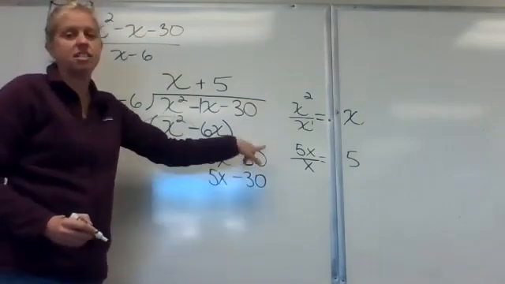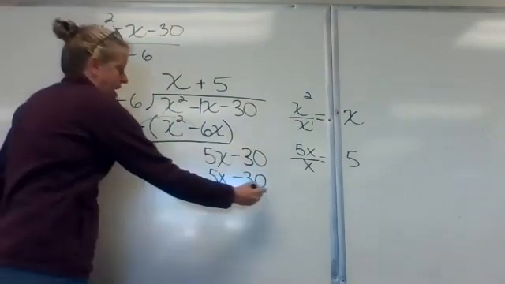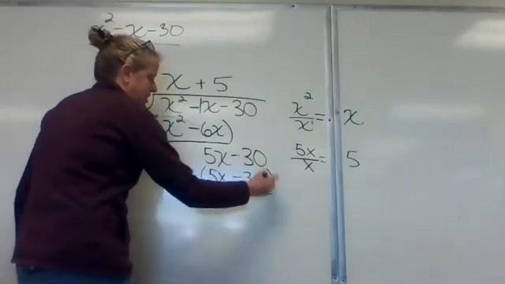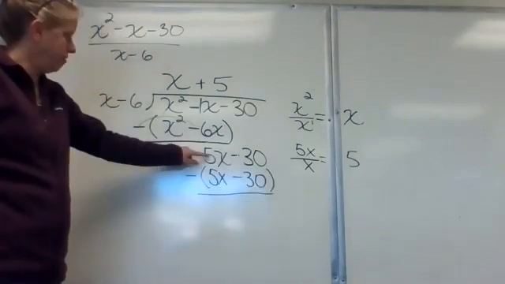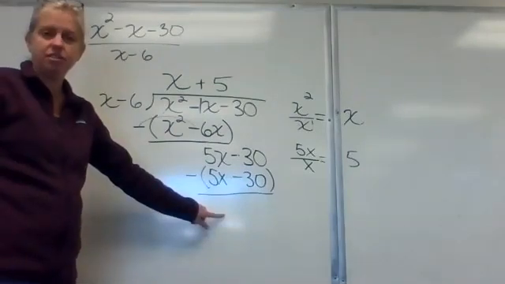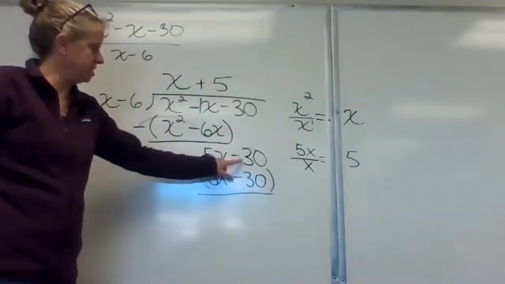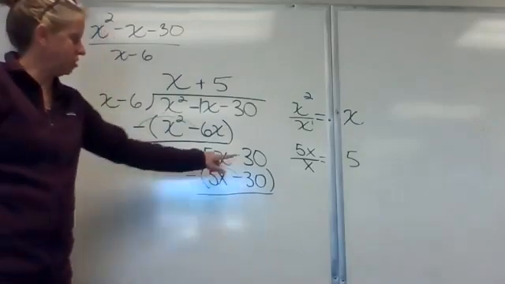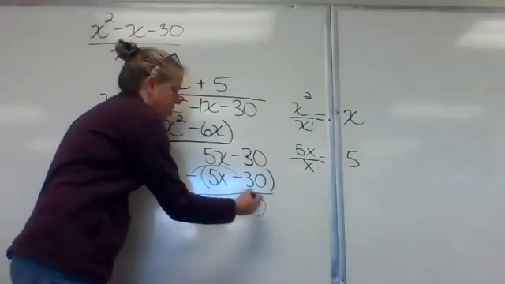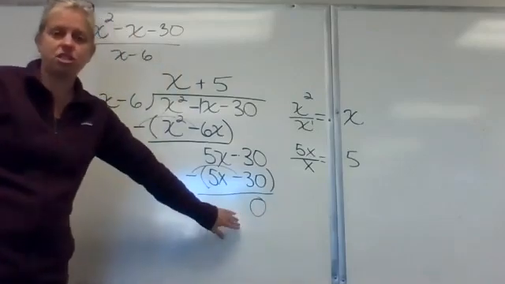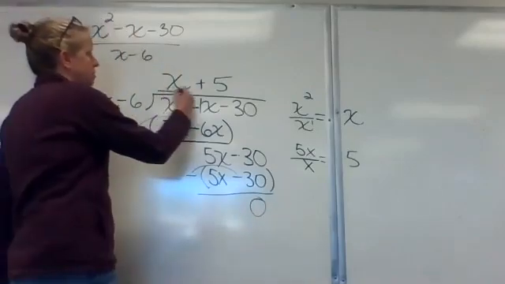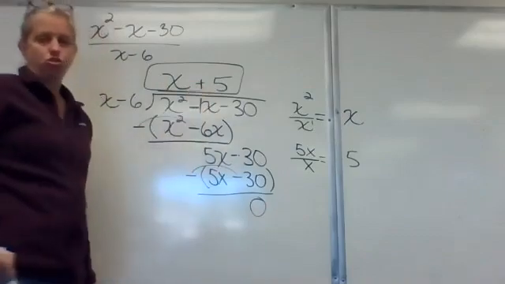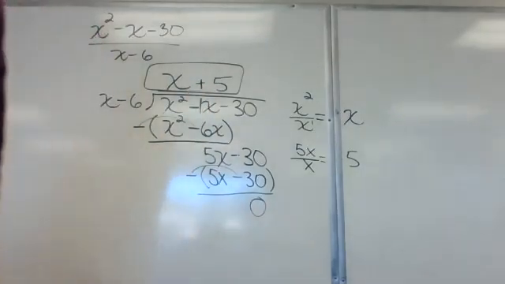If these are exactly the same, we're not going to have a remainder, right? Because think about if you're subtracting this, 5x minus 5x is nothing. And what's this? Negative 30. This turns that into positive 30. So negative 30 plus 30, you're not left with anything. So there just is no remainder, which means that's your answer to the problem, x plus 5.